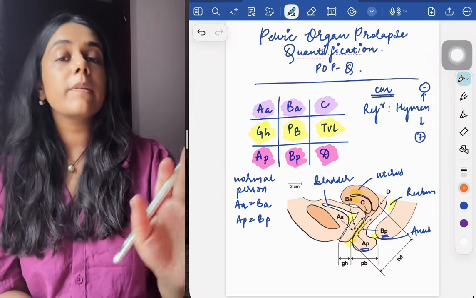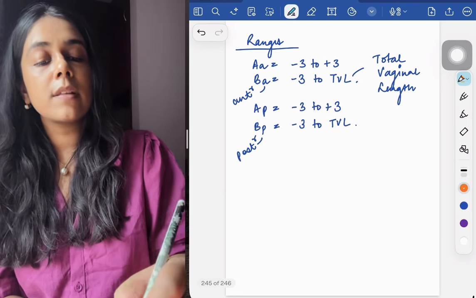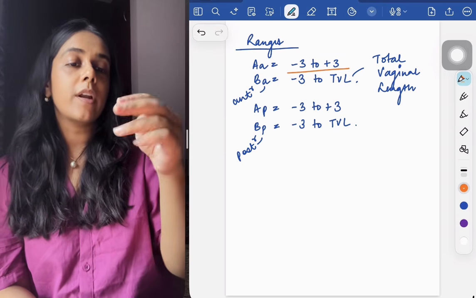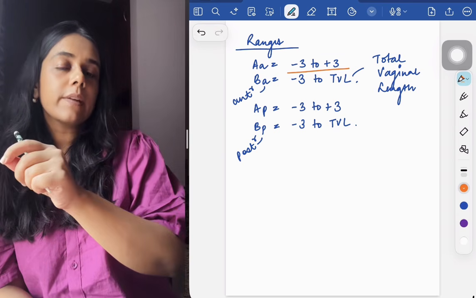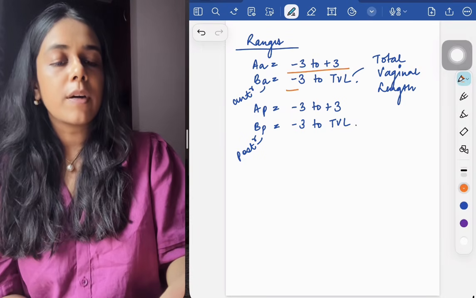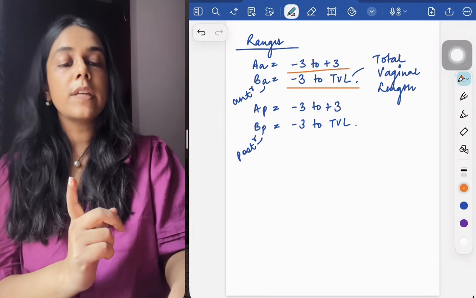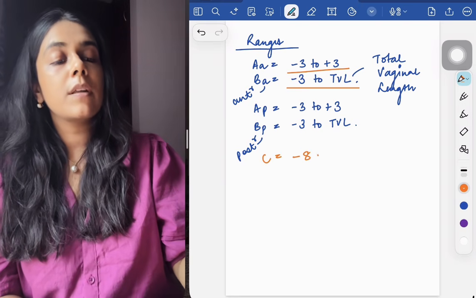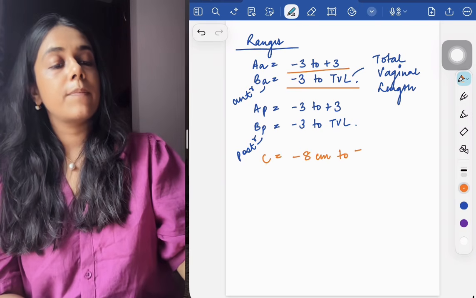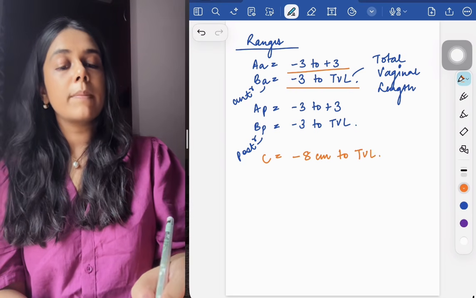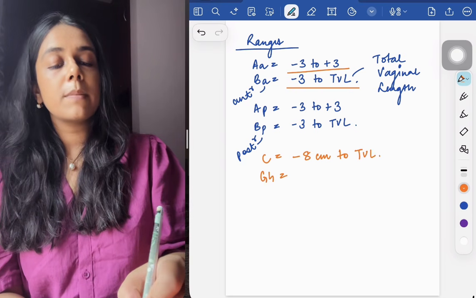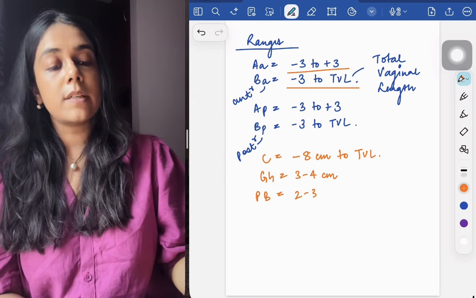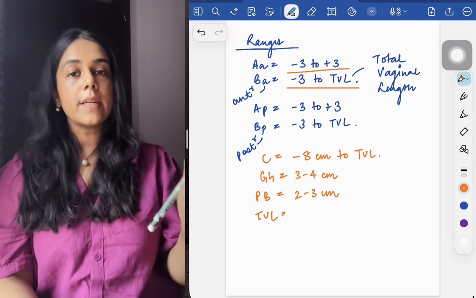Now coming to the ranges, what will be the range of A? A will be -3 to +3 because it was a specific point on the vaginal wall and you cannot move that point. That part of the vaginal wall will itself come outside. BA is the most dependent part. So from -3 to TVL. C is the cervix. Its normal measurement is -8 cm to TVL. Genital hiatus normal measurement is around 3 to 4 centimeters, perineal body 2 to 3 centimeters, and total vaginal length 10 to 11 centimeters. All the measurements are done in centimeters.